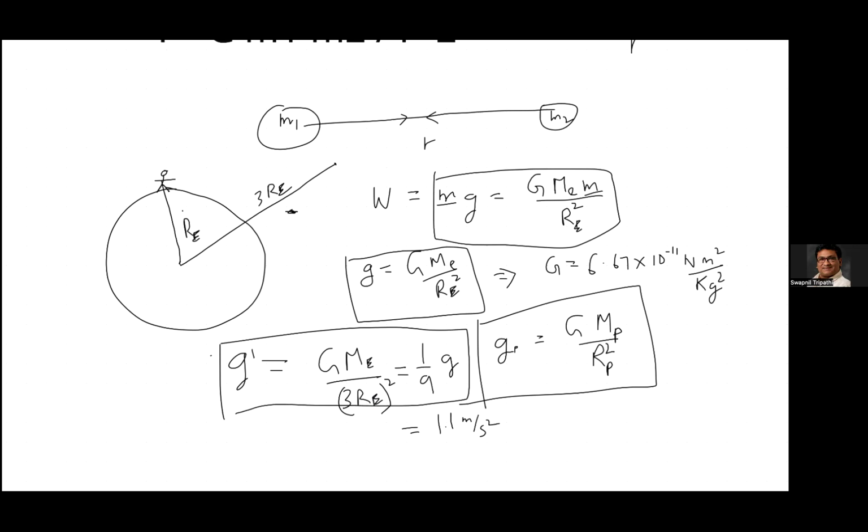So again, this is inverse square law. So if you double the distance between the objects, then the force becomes 1/4. If you triple the distance, then it's 1/9. If it's 4 times the distance, then it's 1/16, and so on.